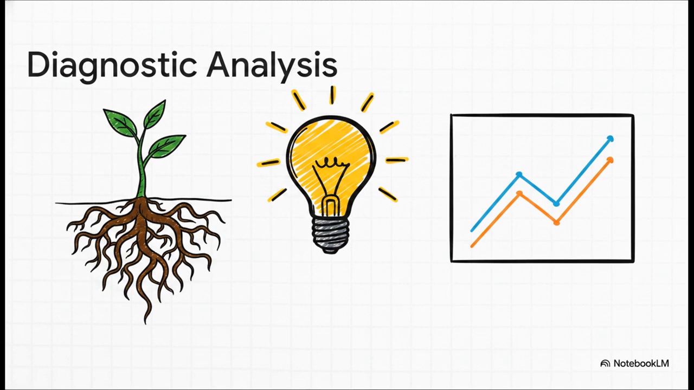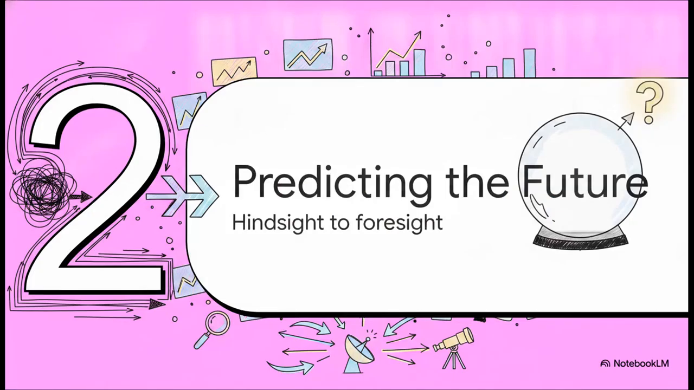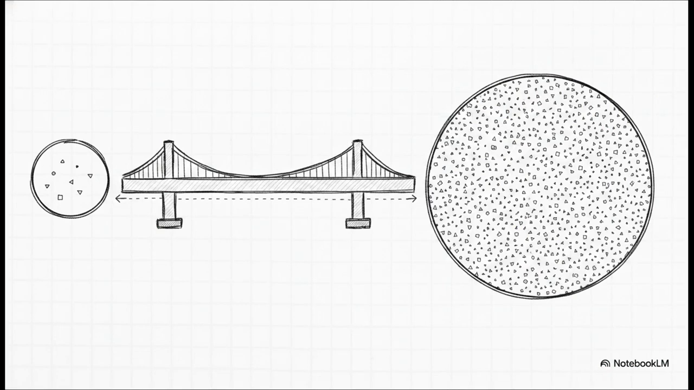We analyze the variance, interpret all that data, and boom, suddenly the past makes complete sense. Moving right along to phase 2, predicting the future. This is where we shift from hindsight to foresight. The bridge connecting us to that future is inferential analysis.